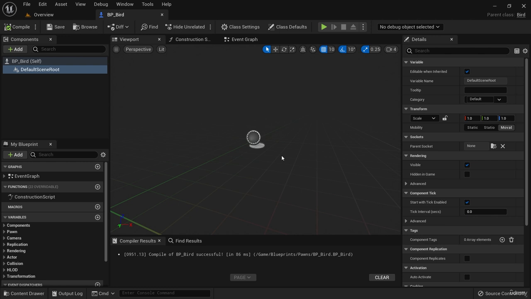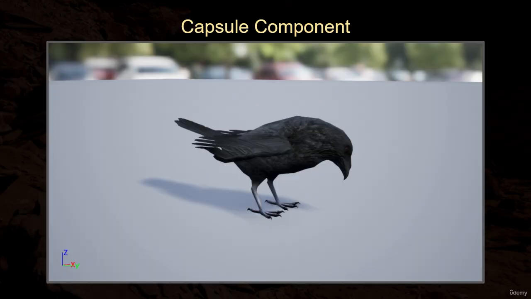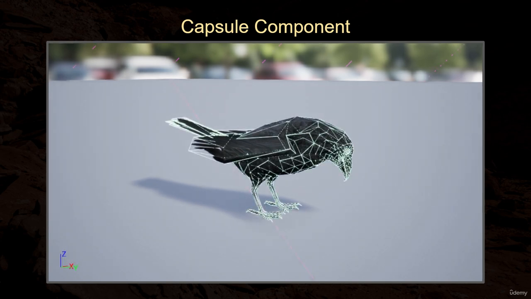But that's not the first component we're going to add. We're actually going to start with a capsule, and we're going to use this capsule for basic collisions in the world. Let's talk about why. Every mesh in a game is made up of polygons. So our simple bird here actually has quite a few polygons that make up its mesh. Now for this particular bird, this isn't a very large number of polygons as far as meshes go, but it's still a lot if we want to detect collisions.